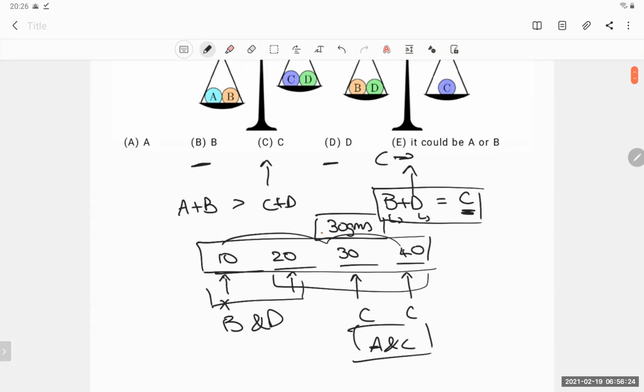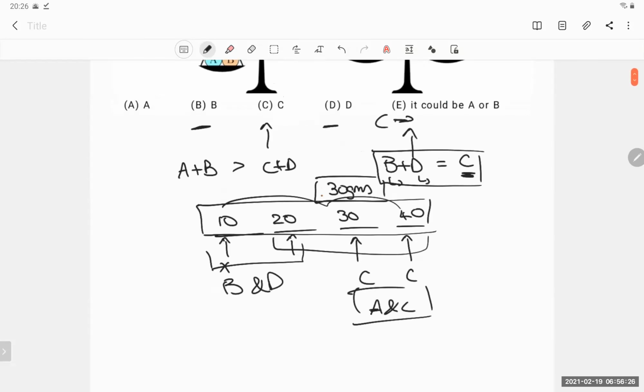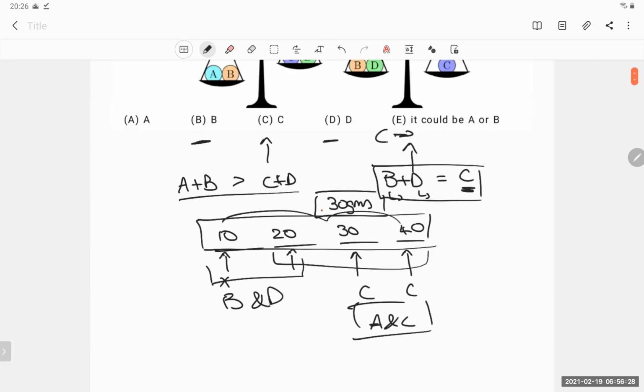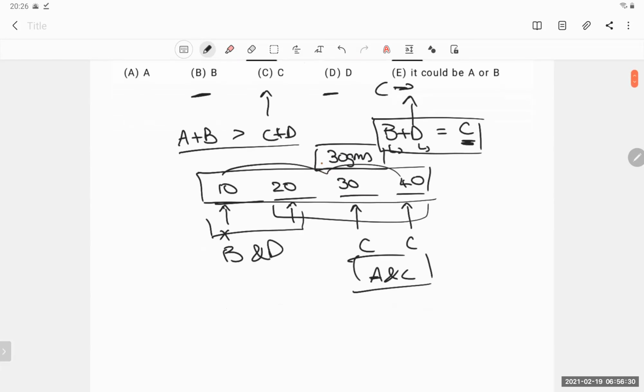Okay. Now look at the second equation. We have A plus B greater than C plus D, right? We know that one of B and D is 10 or 20.